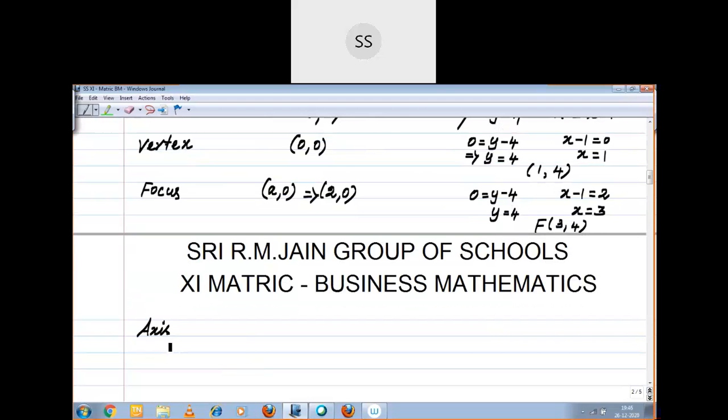Next they asked axis. Axis, x-axis. So axis is what? Parabola open rightward means it is on the x-axis. Axis is x-axis. That means y is equal to 0, y equal to 4. Next, directrix.